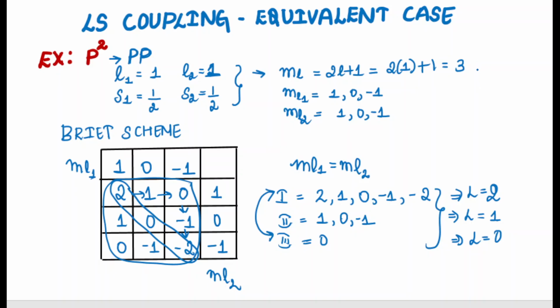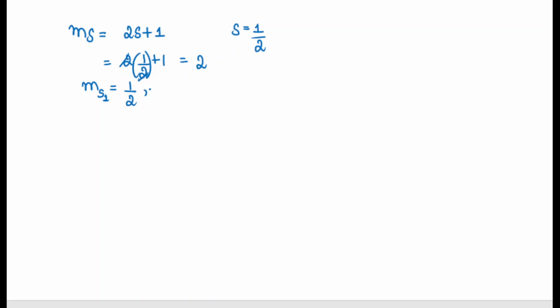To find the values of ms, let me go to the next slide. To find the value of ms, what is the formula? That is 2s plus 1, right? We have the s value equal to half. Now it will be 2 times half plus 1, right? The half cancels, and we get two values. What are those two values? ms1 is equal to plus half and minus half. Similarly, ms2 is also plus half and minus half. Okay, I hope everyone is clear.